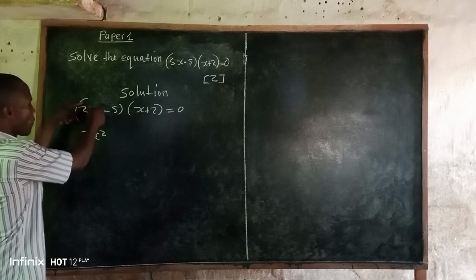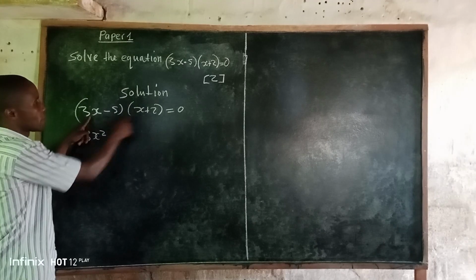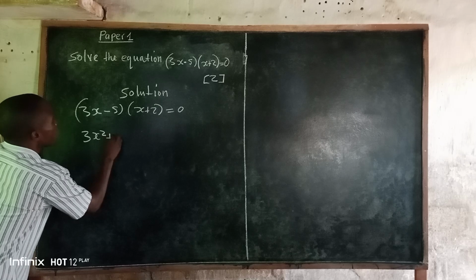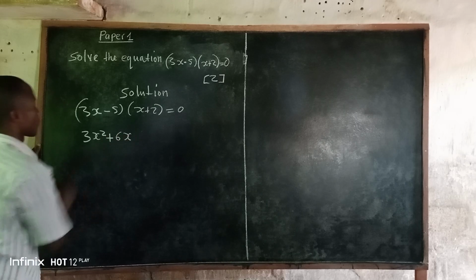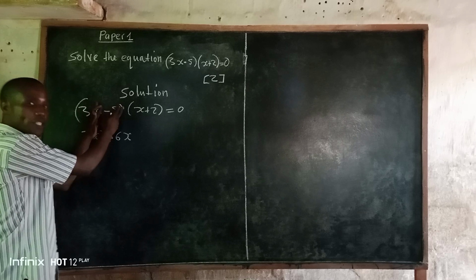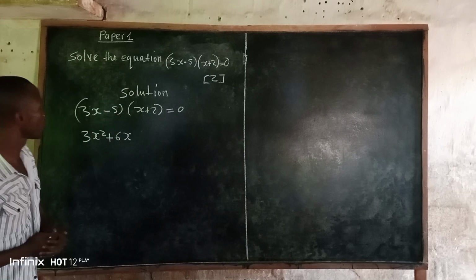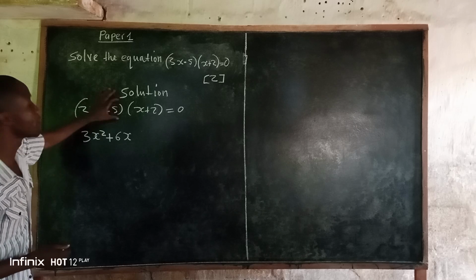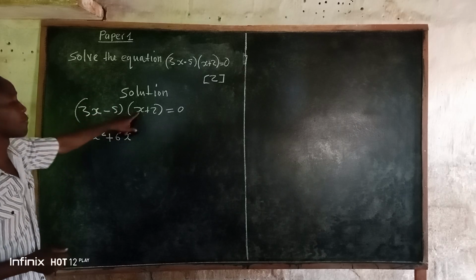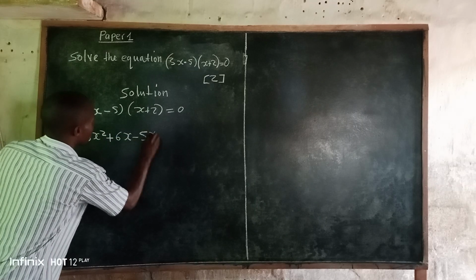Again, you come back to this same first term, 3x, times positive 2. The answer will be positive 6x. Then when you are done with the first term, you go to the second term. Remember, this one is a negative 5. Even when multiplying, you should also carry the sign it has. So negative 5 times x gives us negative 5x.